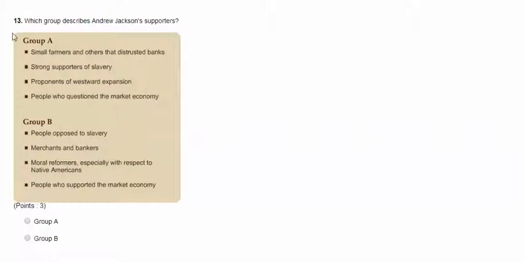Number 13, which group describes Andrew Jackson's supporters? Group A, which includes small farmers and others that distrusted banks, strong supporters of slavery, proponents of westward expansion, and people who questioned the market economy. Or would supporters of Andrew Jackson more include Group B, people opposed to slavery, merchants and bankers, moral reformers, especially with respect to Native Americans, and people who supported the market economy?